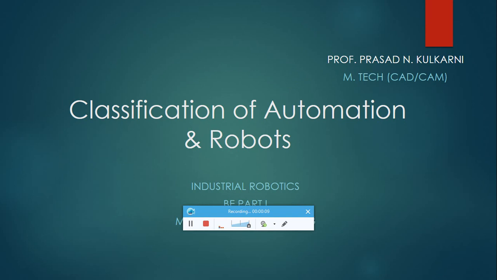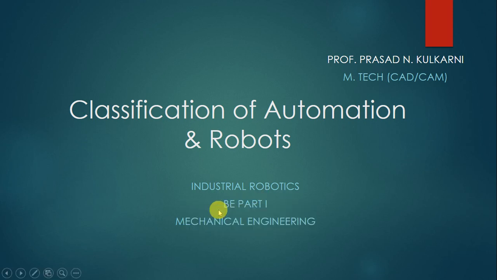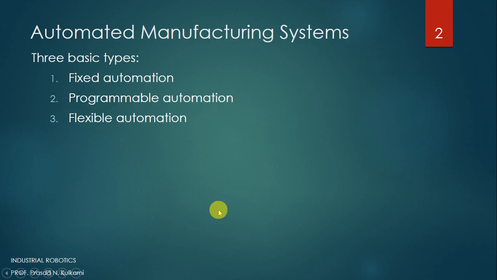Today we are going to discuss the classification of robots and classification of automation. So, in the previous lecture, we discussed what automation is and how we are using it in industrial robotics.